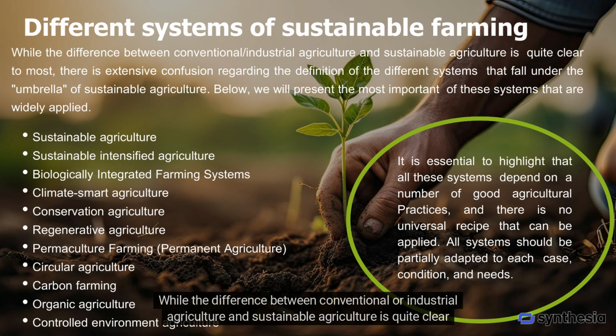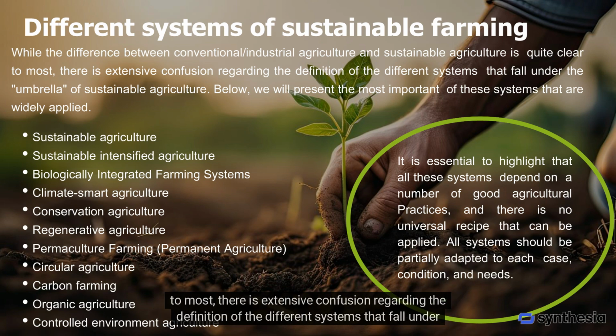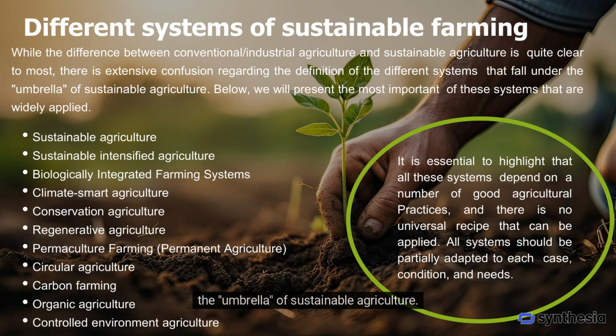While the difference between conventional or industrial agriculture and sustainable agriculture is quite clear to most, there is extensive confusion regarding the definition of the different systems that fall under the umbrella of sustainable agriculture. In this list, you can find the most important and widely applied systems. Please take a few seconds to read them through.